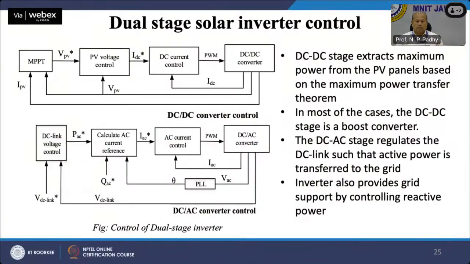In the dual stage conversion, the DC-DC stage has the MPPT block, PV voltage control and current control loops, while the DC-AC stage resembles the one in single stage conversion, but here in this demonstration our focus will be on single stage conversion only. Now moving to the hardware demonstration.